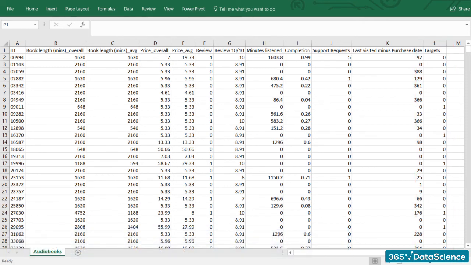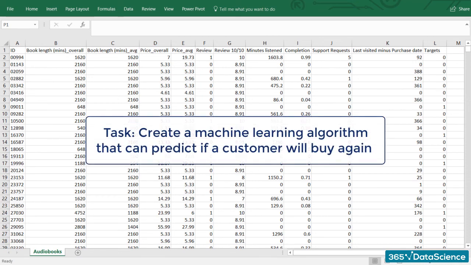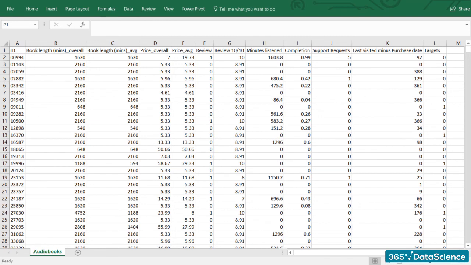Okay. That said, our task is simple. Create a machine learning algorithm that can predict if a customer will buy again. This is a classification problem with 2 classes, won't buy and will buy, represented by 0s and 1s. In the next lesson, we will outline the solution. You can try solving the problem on your own or check out the next few lessons.